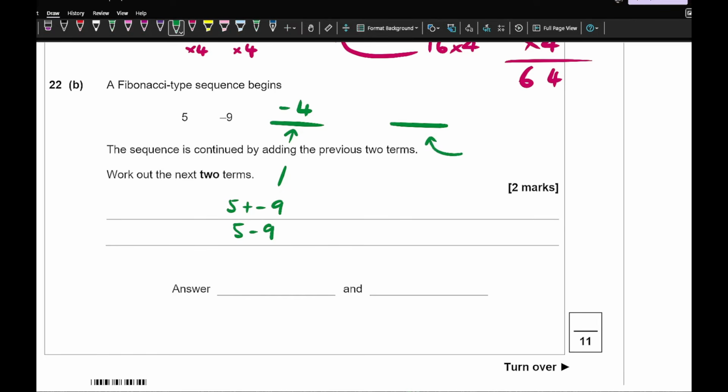And then to work out this number, I'm going to do minus 9 plus minus 4. And again, I've got a plus and a minus, so that turns into a minus. So it's minus 9 minus 4, which is minus 13. So my 2 missing numbers are minus 4 and negative 13.